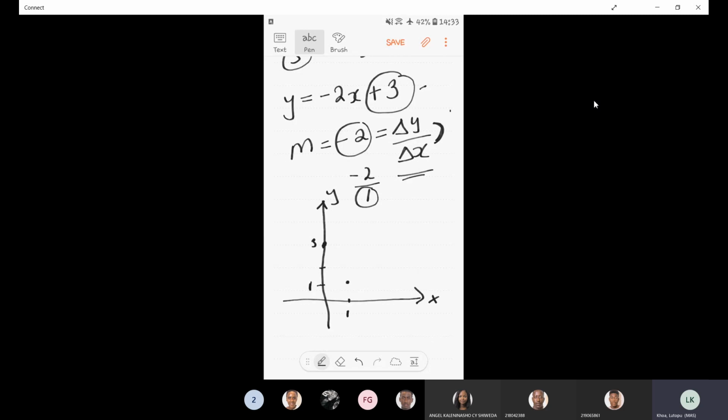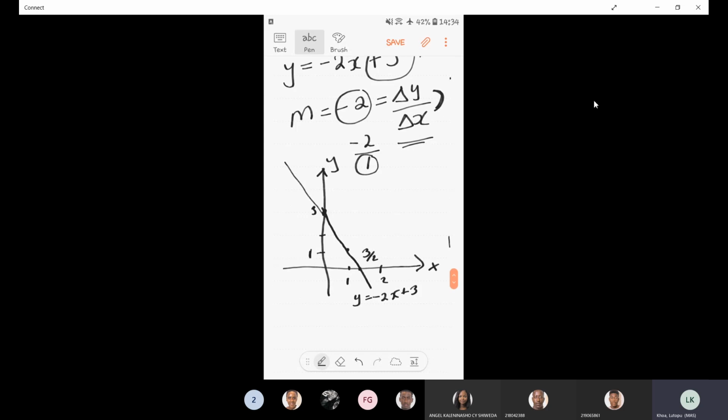Then I will take my ruler and connect them, and you will actually notice that this point is 3 over 2 like we did above. So I label my line y is equal to minus 2x plus 3. Okay, so those are the two ways of drawing the graph. It doesn't actually matter which one you pick. I think some of you may have done it already.